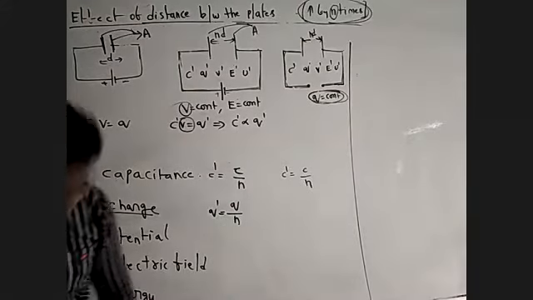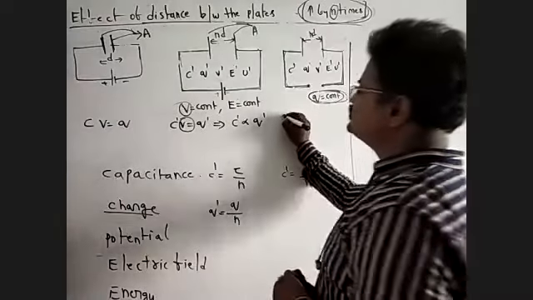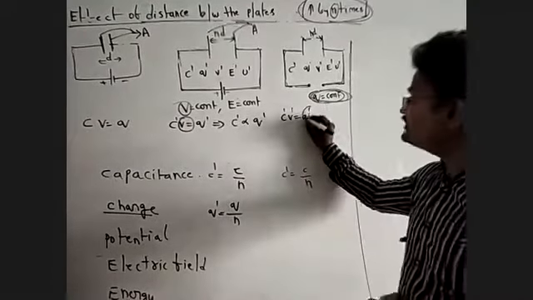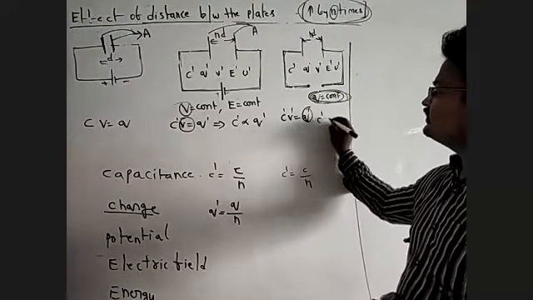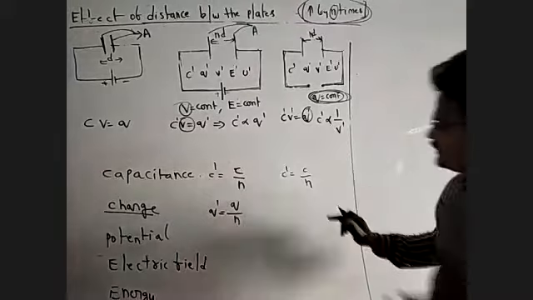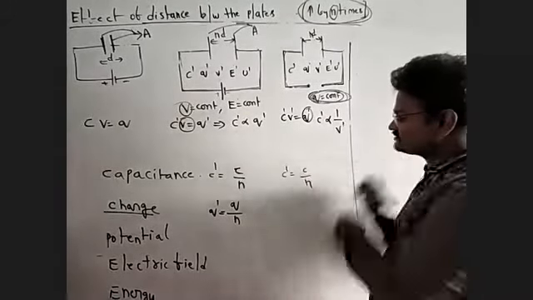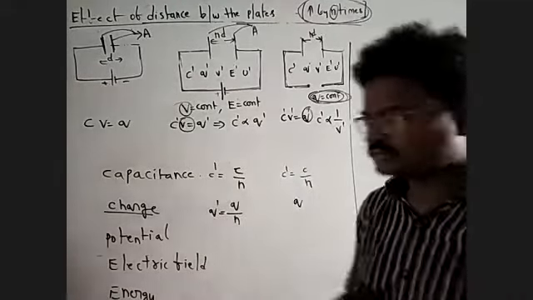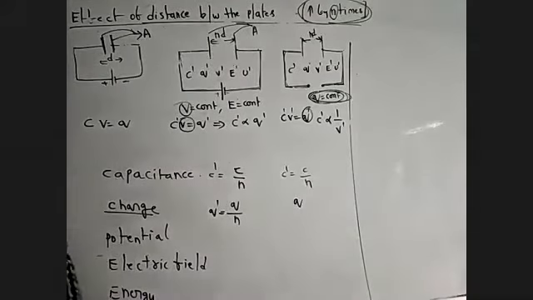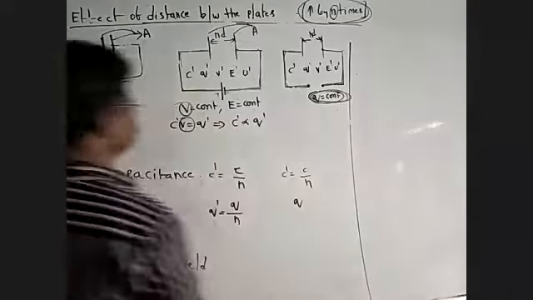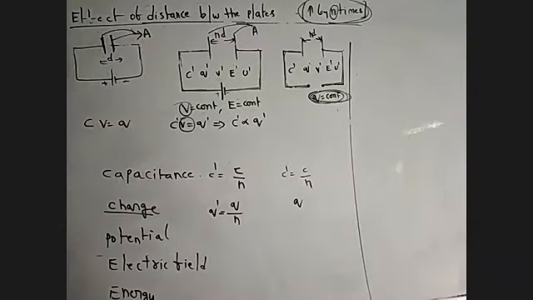That is for this one. CV = Q, with Q dash, C dash, V dash. Q is constant, which means C is inversely proportional to 1 by V dash. C dash means C by N. But V dash is... I mean Q dash. Q is constant. Nothing happens. Don't write anything. Q is constant.